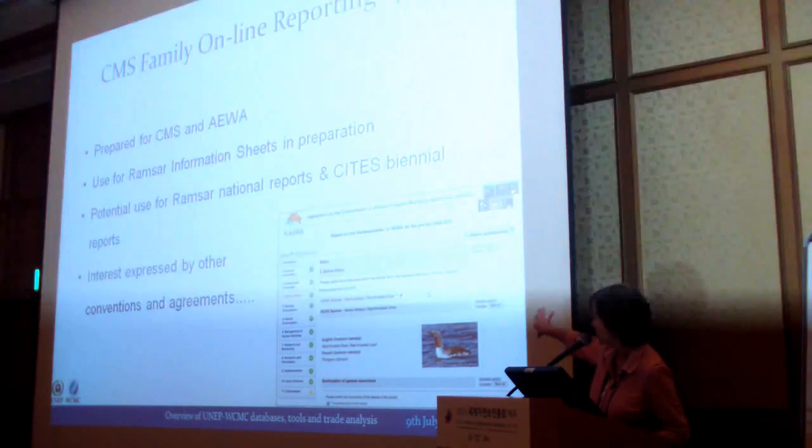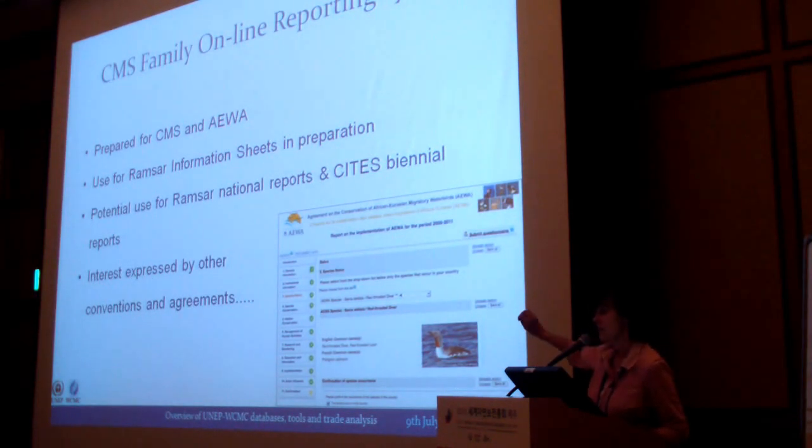And the illustration down here shows you the front page for the AWA national reports, so that you can see that the tool can be developed according to the needs of each particular convention. It can include species photographs if you happen to be a convention that requires information on the status of individual species. So it is quite flexible and can be developed in a number of different ways.